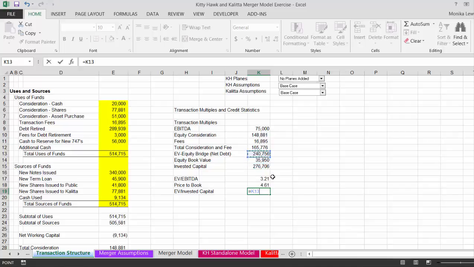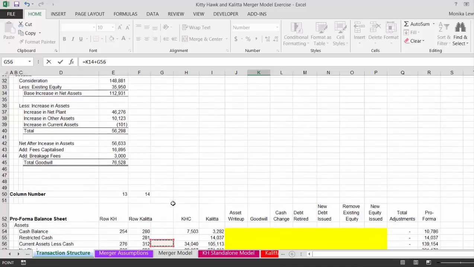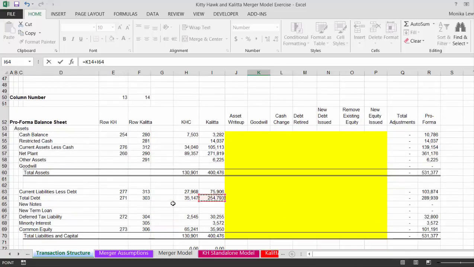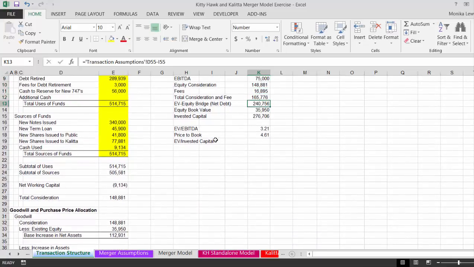You just take the EV. Hang on. I must have done this last one wrong. See, this should have been plus the, oh God. Okay, we should have added the debt, which was here, minus the restricted cash, perhaps. I still got it wrong. Enterprise value. Oh, this I didn't add in the total consideration.